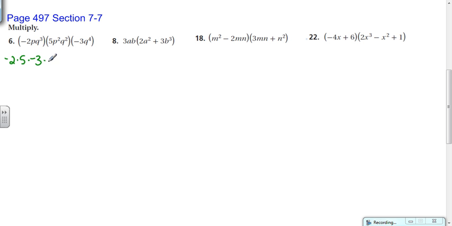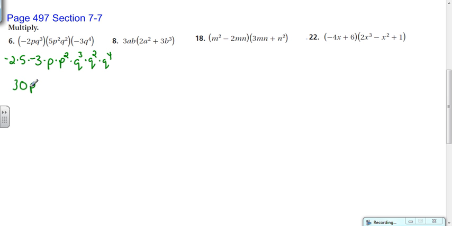So then I've got a p times a p squared. And then I'm going to do all the q's. So q to the third power times q to the second power times q to the fourth power. So negative 2 times 5 is negative 10. Negative 10 times negative 3 is a positive 30.